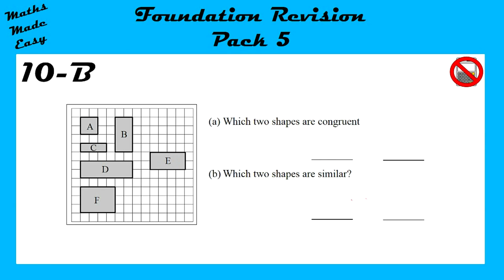10b. So in this one, the two shapes which are congruent are B and E once more. And the two shapes which are similar, I can see that D is an enlargement of C, so it's C and D.